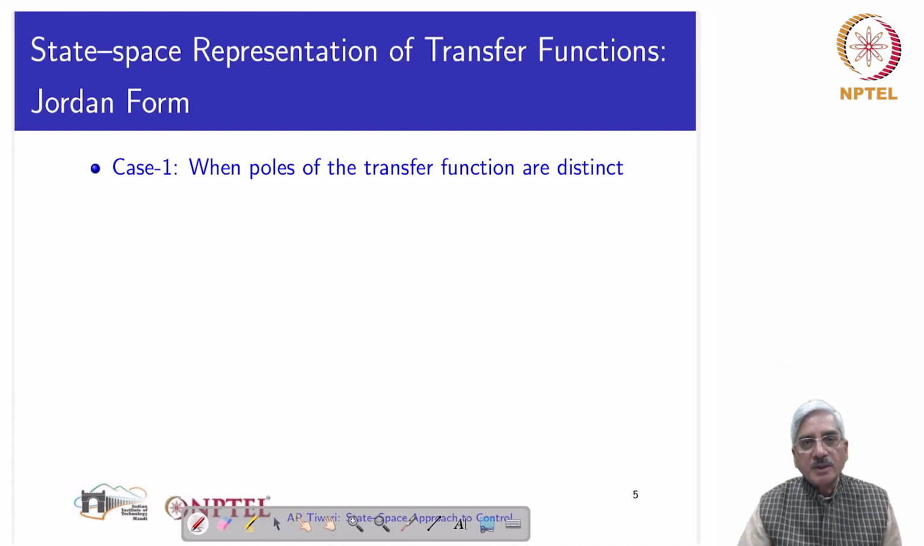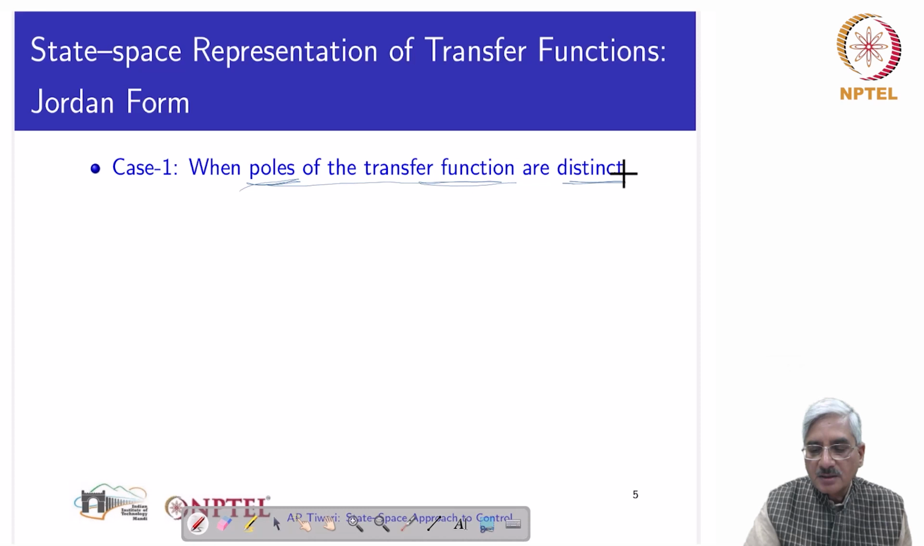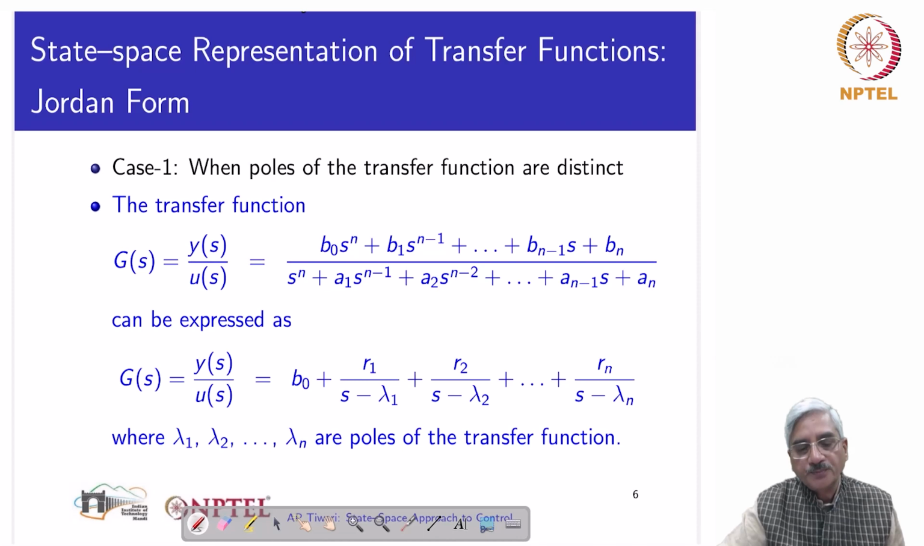So there are two possibilities. One possibility is when the poles of the given system transfer function are distinct, and the other possibility is when they are repeated, they have multiplicity. So we consider case 1 first, in which the poles are distinct. With that assumption, we proceed.